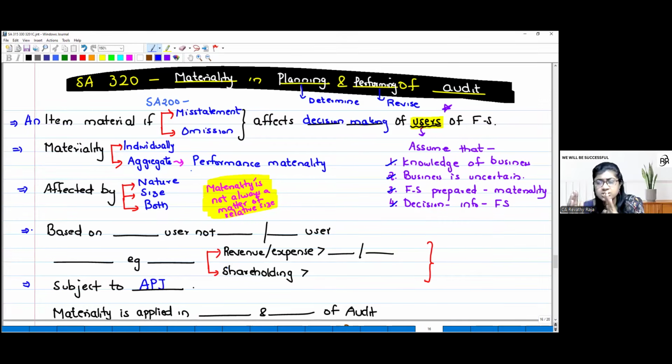Investors, debtors, only common. So materiality is based on common users and not on a specific or individual user. How to fix materiality, thinking of each user? Tell me. Then for Infosys, when you complete the audit, how many users? Common only, not specific.